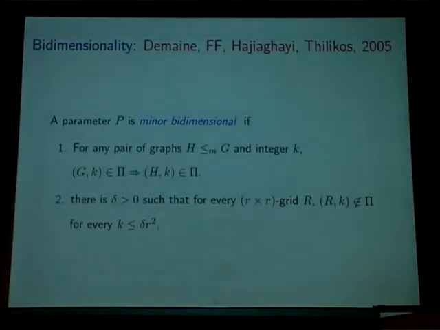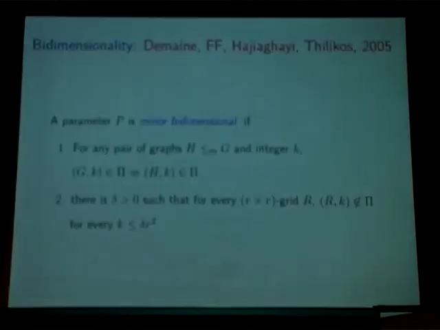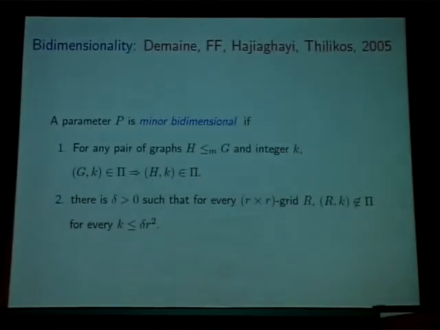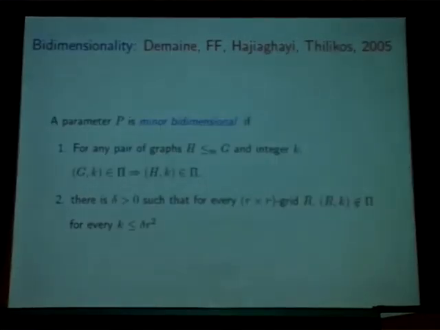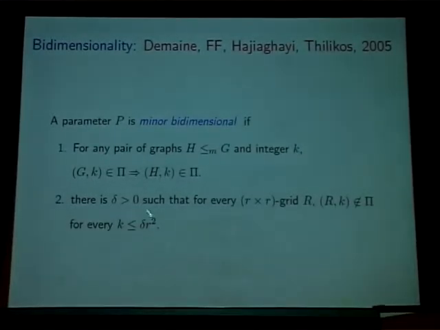The second thing is that if I take a look at how my parameter behaves on a planar grid, which is a path times path, a Cartesian product of two paths, then if k is smaller than some delta squared, or I should say it this way, if the parameter is significantly smaller than the number of vertices in the grid, then this is a no instance. So the value of my parameter on the grid should be of the order of the number of vertices of this grid. This is the second condition. So: minor closeness condition, and second, my parameter should be large on the grid.